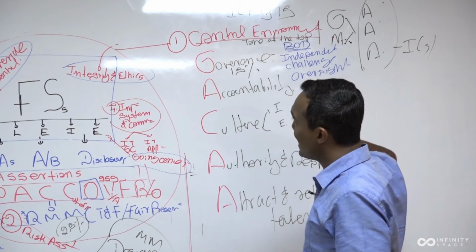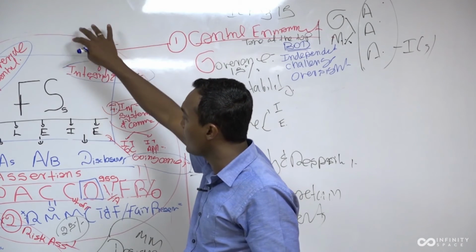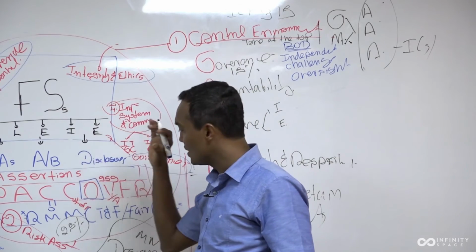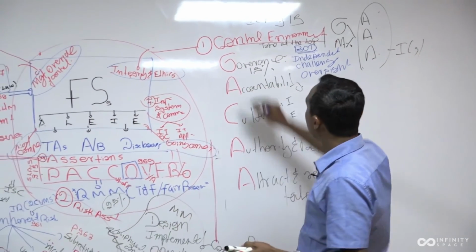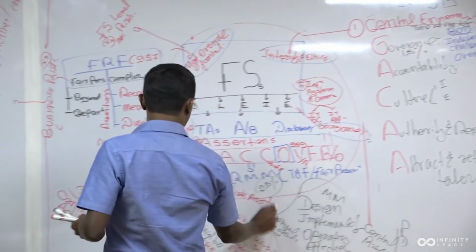So if there is a control environment, that is the number 1 criterion to ensure financial statements are proper. The chances of RMM are reduced. Now let's see what the 5 are. 1 is here, control environment. 2 is the risk assessment.